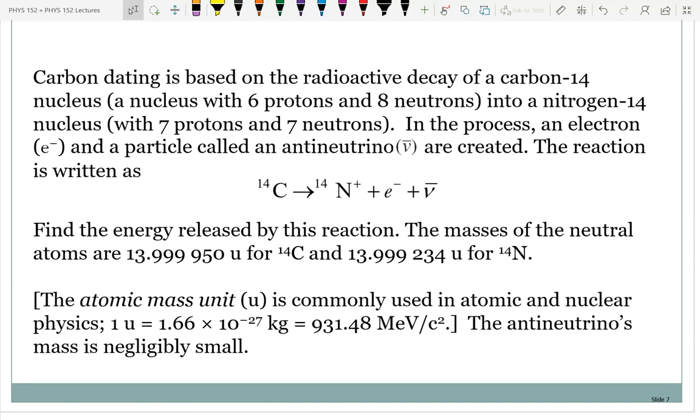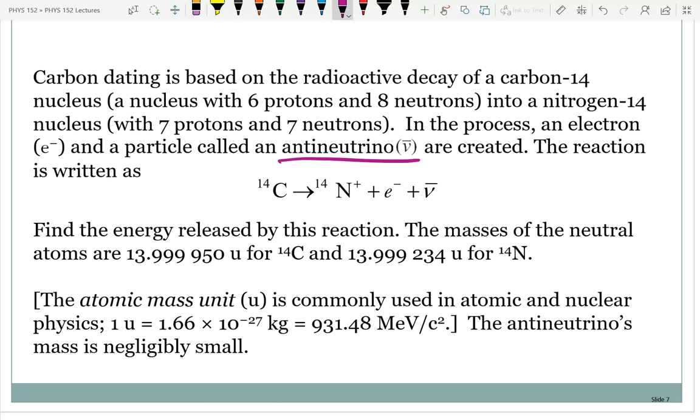A problem now, a much more significant, serious problem. Carbon dating is based on the radioactive decay of carbon-14 nucleus, that's 6 protons and 8 neutrons, into a nitrogen-14 nucleus, 7 protons, 7 neutrons. In the process, an electron, e-, and a particle called an antineutrino are created. The reaction is written as shown below.